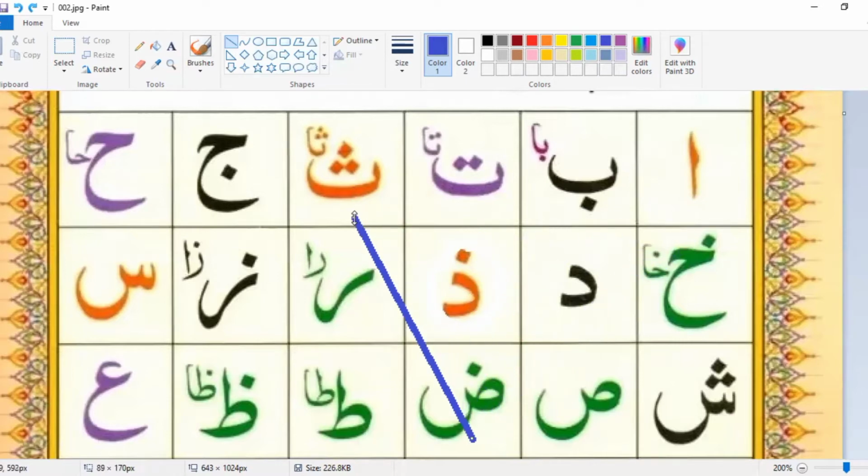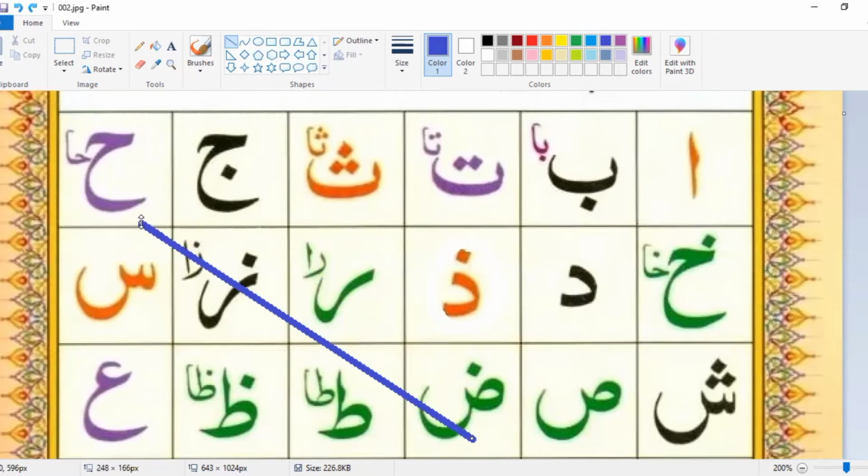The fourth letter is tha. Tha is basically a soft letter. You have to pronounce it very softly, very softly. The way to pronounce it, just put your tongue under your front teeth. Tha, then you will be able to pronounce it correctly. Tha, softly. The next is Jim.